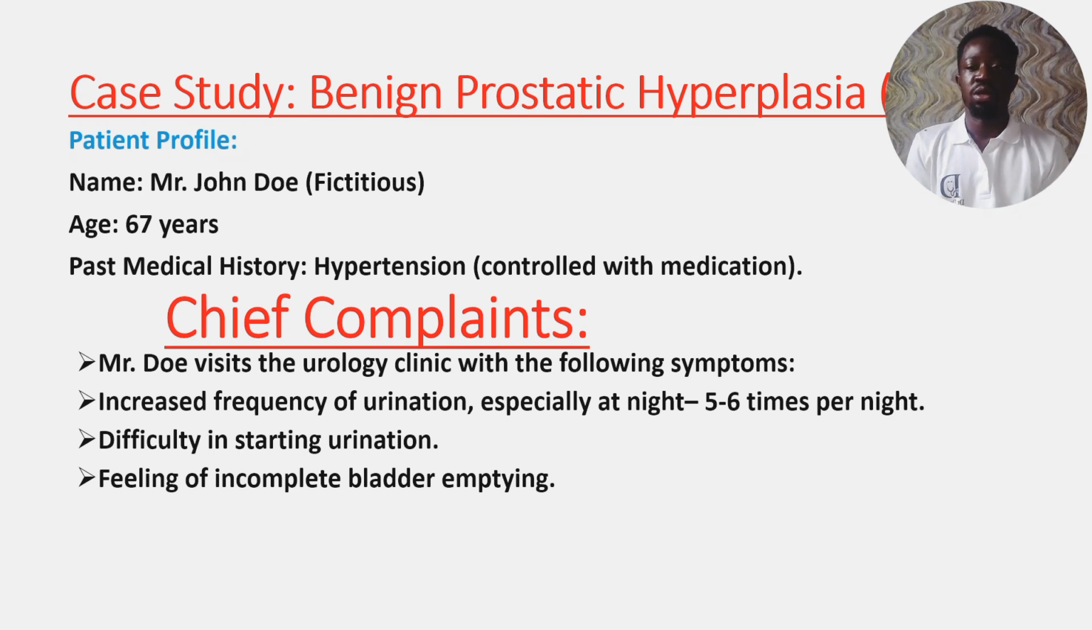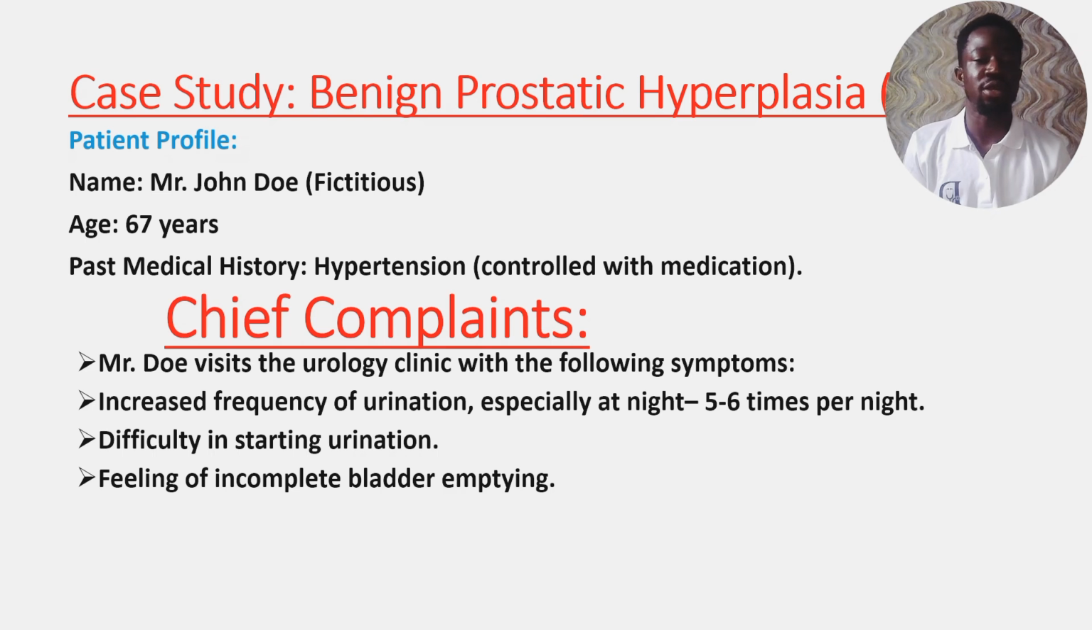So let's look at a case study in BPH, benign prostate hyperplasia. We see the patient, Mr. John Doe, coming to the facility at the age of 67 years, with a past medical history of hypertension that was being controlled by medication. In most instances, they give amlodipine for maintenance of hypertension. So look at the chief complaint. What was the chief complaint that this patient came with?